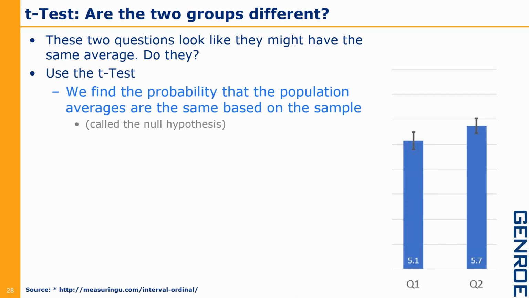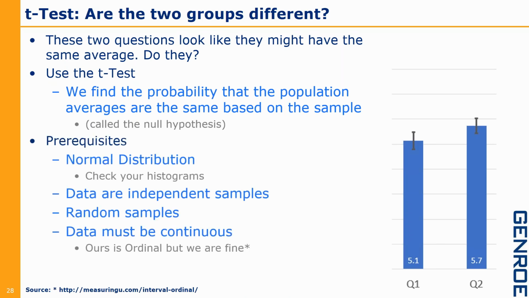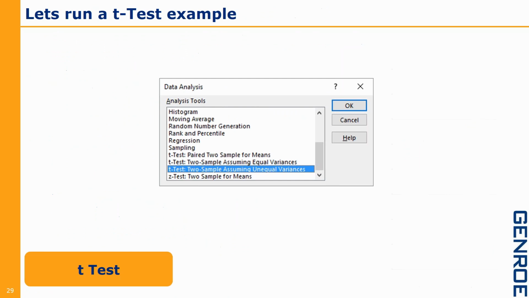Okay. We would use something called a t-test. Now the t-test allows us to find the probability that the population averages are the same based on the sample. It's called the null hypothesis. Now prerequisites, typically need a normal distribution, so you want to make sure it looks relatively normal. They have to be independent samples, so that just means that they're not paired, so you're not sampling the same person in one sample and the next one. They should be random, so you're not skewing the data. And this is a good one, the data must be continuous. Ours is ordinal, as we talked about at the top of the webinar, but that's fine. We already talked about that and we agreed that that was going to be fine, so we can move on.